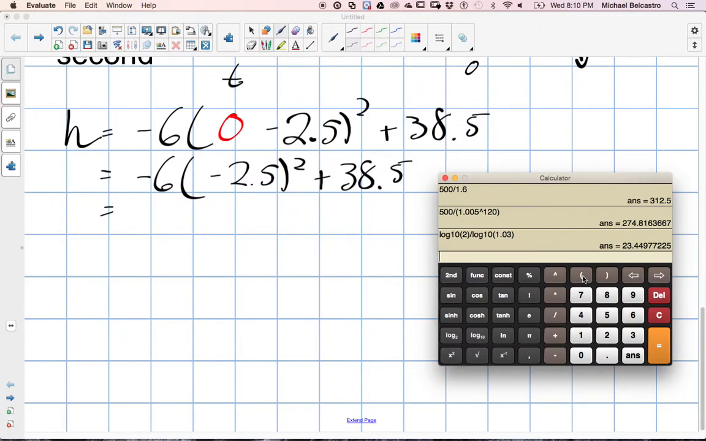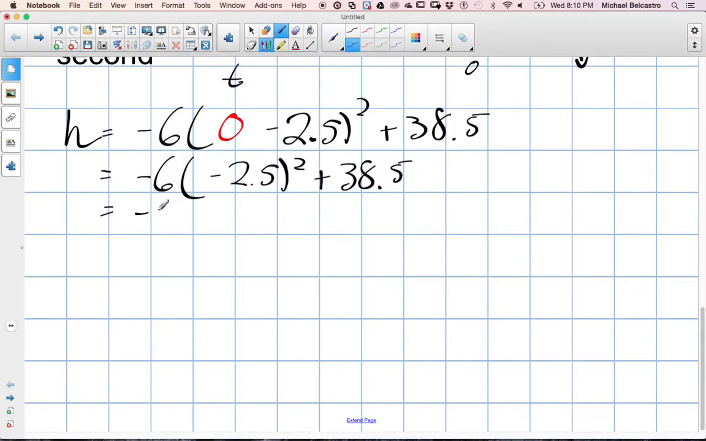Can I do a negative? Yeah, I can. Negative 2.5 squared gives us 6.25. And in this calculator, I can just jump to the next step. So I take my 6.25, that's what this is, and maybe I'll write it in. Negative 6 times 6.25 plus 38.5.